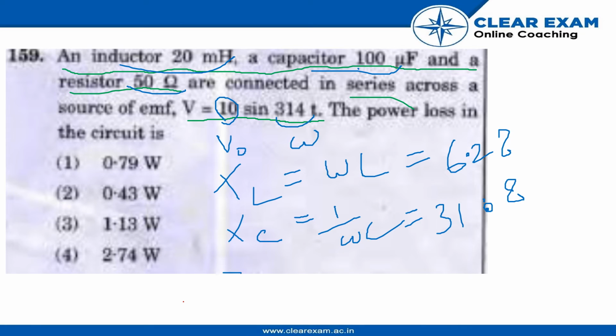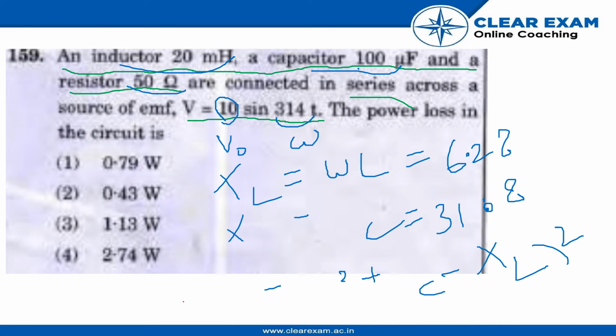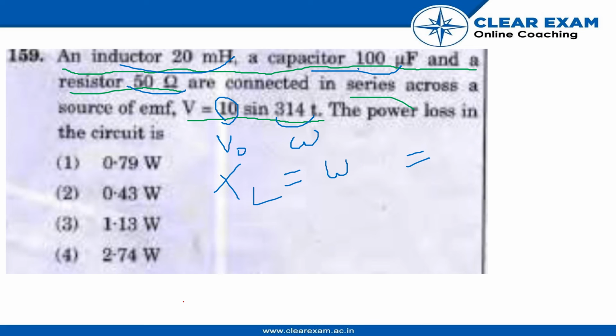So here we know the formula for Z, which is equal to the square root of R square plus (XC minus XL) square, right? So from all this, we find the value of Z. So here Z equals 56.1.